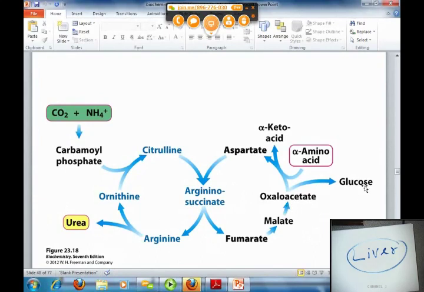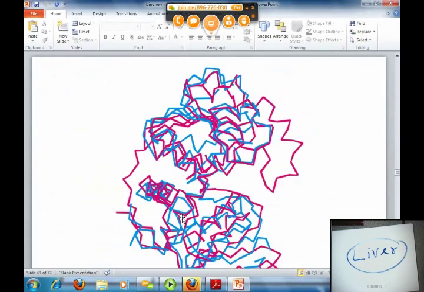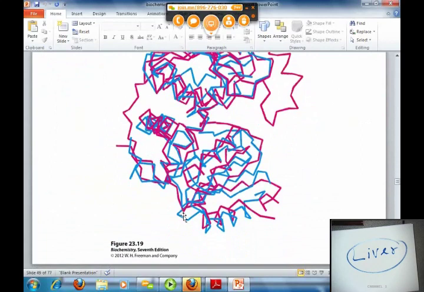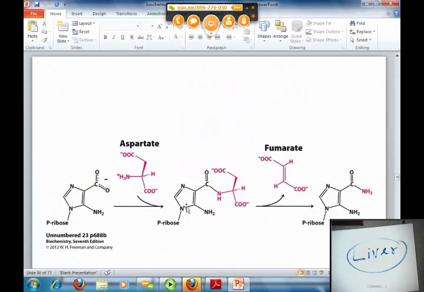oxaloacetate can also give rise to glucose in the gluconeogenesis pathway. So amino acids when degraded can also get into glucose or get into the TCA cycle, or the ammonia is removed in the urea cycle. So you have to remember all the mechanisms which are involved in this urea cycle. Let us see. N-acetyl glutamate.